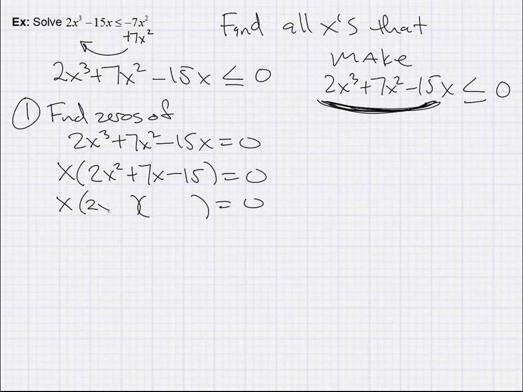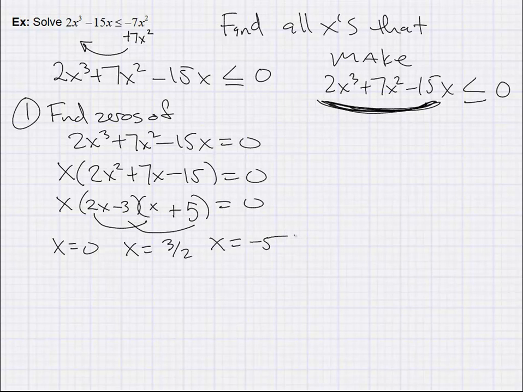And I get 2x and x. I'm going to need to get a 5 and a negative 3. So now I get my 2x squared from here. I get my negative 15 from here. Then the insides and the outsides will get me my 7x. So my zeros are x equals 0, x equals 3/2, and x equals negative 5.